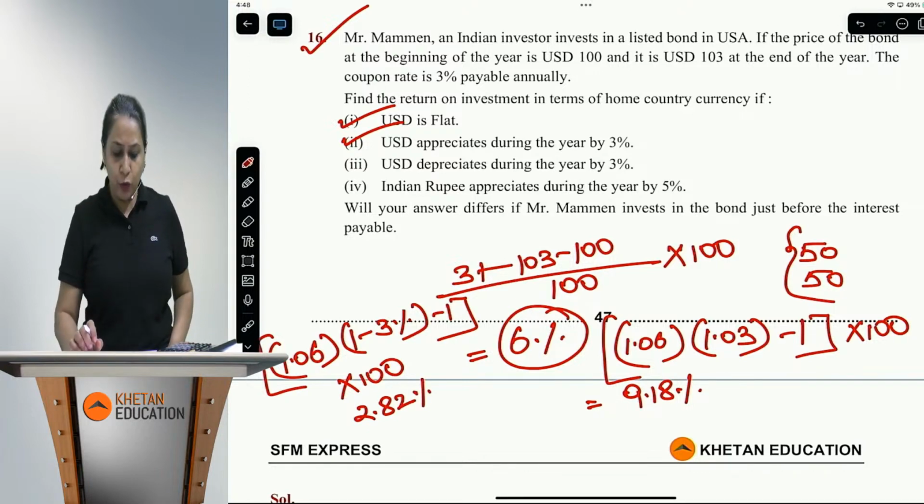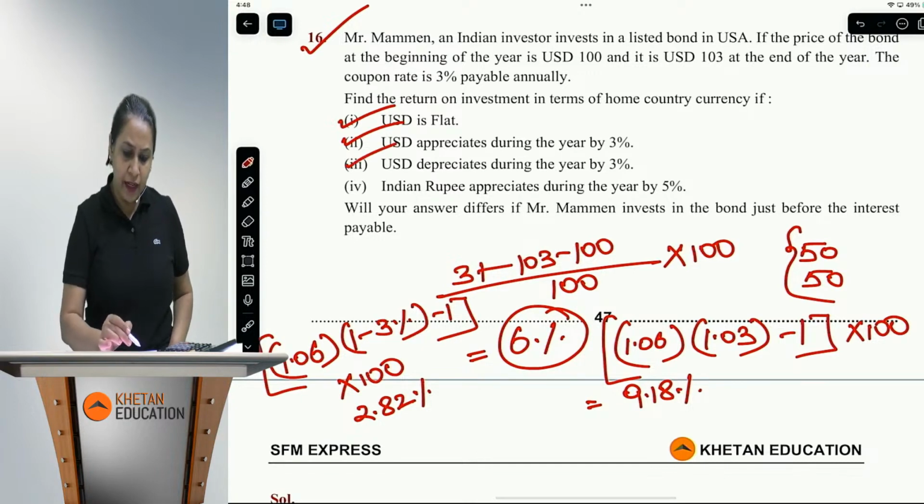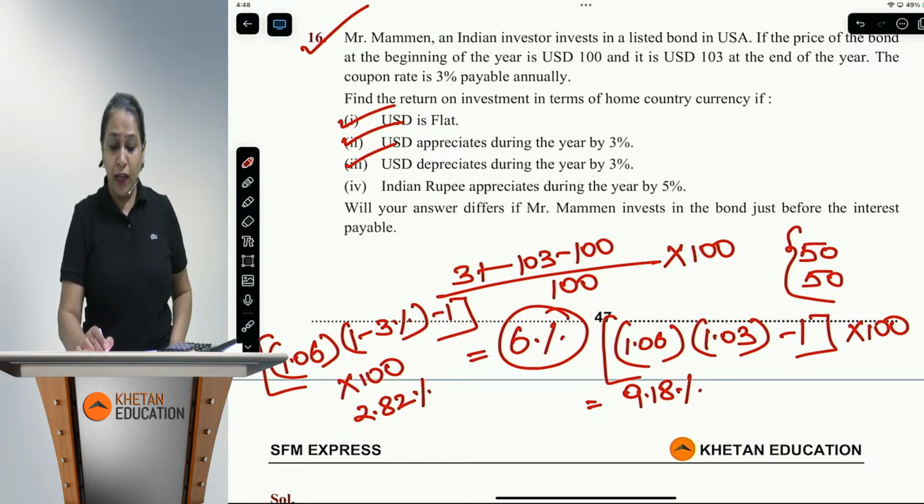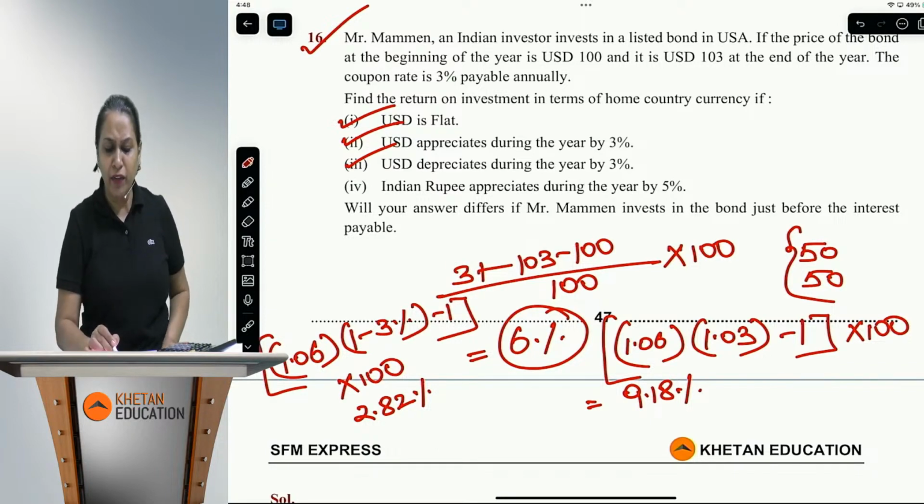Now they say Indian rupee appreciates during the year by 5%. Be very, very careful. Why? If Indian rupee appreciates, that means it is going to create a loss for you. Correct, very good. If Indian rupee appreciates, that also means the dollar will depreciate. I taught you yesterday only. Guys, I'll go slow. I'm sure you are fine with that, right?